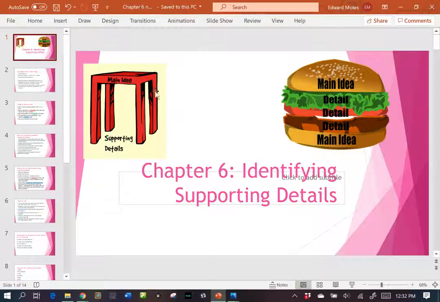Remember, if our main idea is the table top, our supporting details are the legs of the table. They help support our main idea. And remember our supporting details, there's 2 of them. We've got our major details and our minor details.